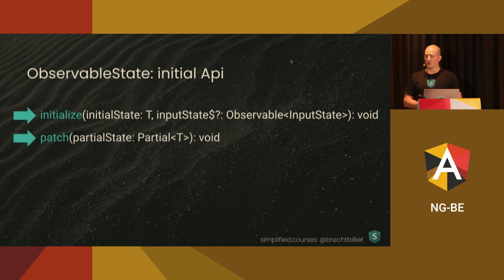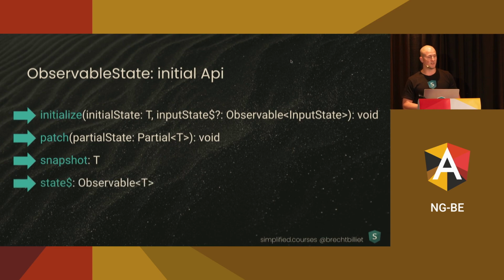And then we have a patch function. In a patch function, we can pass a partial of our state. So we don't have to next multiple times. We can patch once. We can pass multiple properties there. And this will give us a snapshot and also an observable of the state.